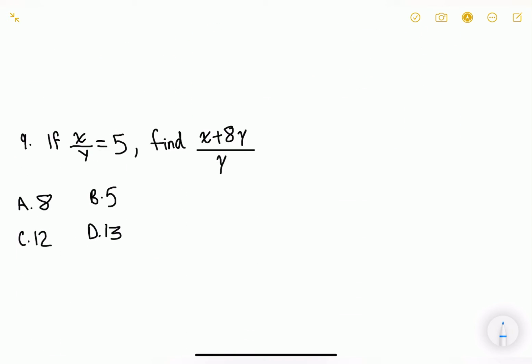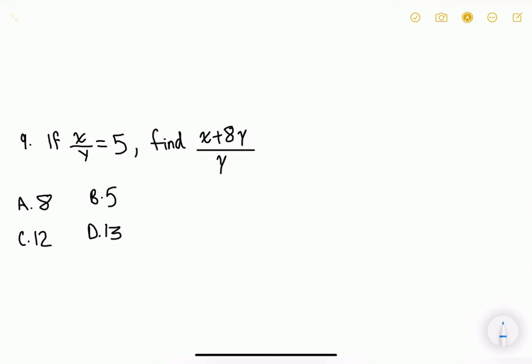Now let's move on to question number 9. This is very easy. I think people sometimes get tripped up by it, but I feel like this is one of the easiest questions in the GAT exam. So let's just get right into it. It says, if x over y is equivalent to 5, find (x plus 8y) divided by y.